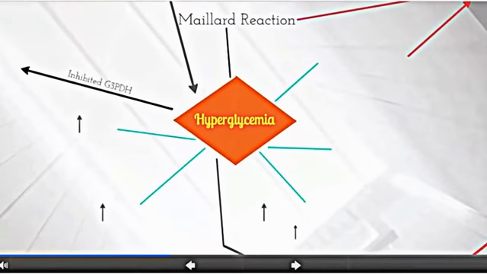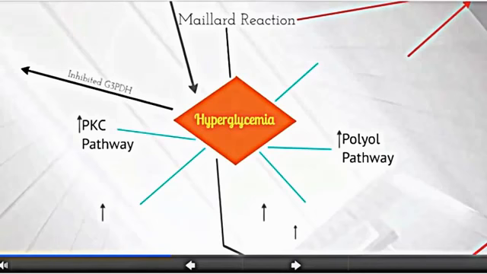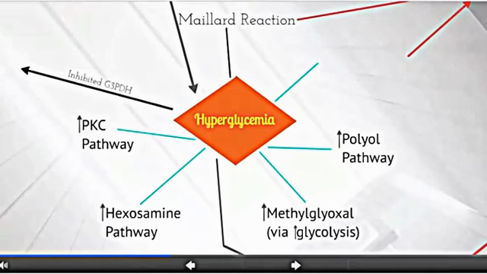Hyperglycemia increases several metabolic pathways in these cell types that alter the cell's ability to scavenge intracellular reactive oxygen species, cause blood flow abnormalities, and initiate pathologic modifications to gene expression. These pathways include increased polyol, or aldose reductase pathway, increased protein kinase C activity, increased hexosamine pathway, and increased production of reactive carbonyl, methylglyoxal.